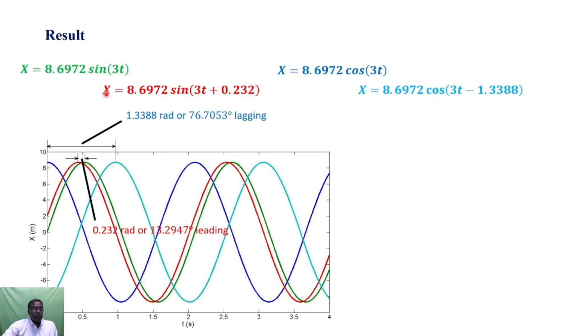Whereas the red colored function has the same amplitude as that of the green colored one. The difference between these two is in the phase angle. The red colored function is advancing the green colored function by 0.232 radian, or we can also say that it has a finite initial condition. The initial condition is not 0. Initial displacement of the red colored function is not 0. The system starts from a finite displacement.